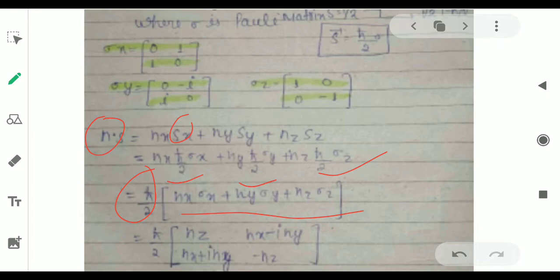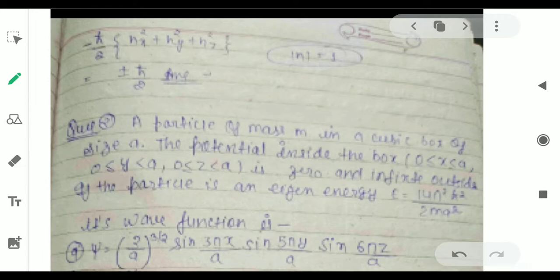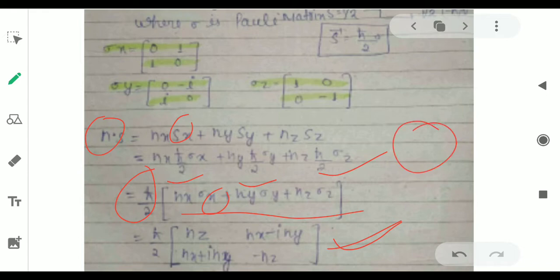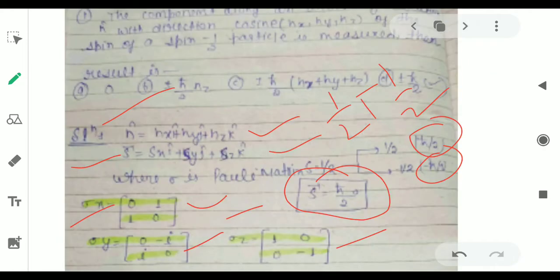Now we will solve this. Put in the values of sigma x, sigma y, sigma z, and we will find this matrix. By solving this matrix we will find these values. This is a normal calculation, and this will be n cap. So our answer will be plus or minus h cross upon 2. This is a general calculation. We just need to solve the Pauli spin matrices with the direction cosines and n cap. That is the concept.